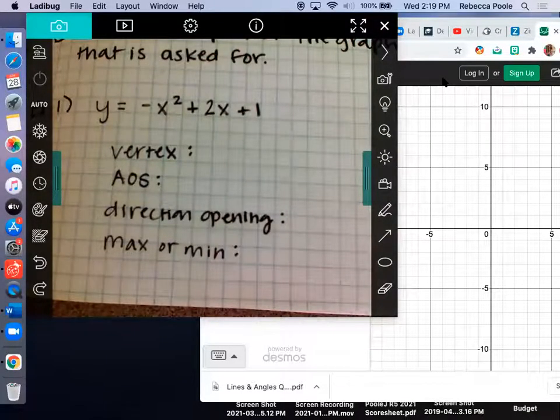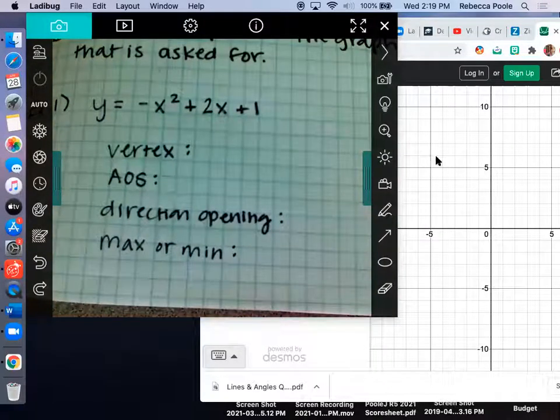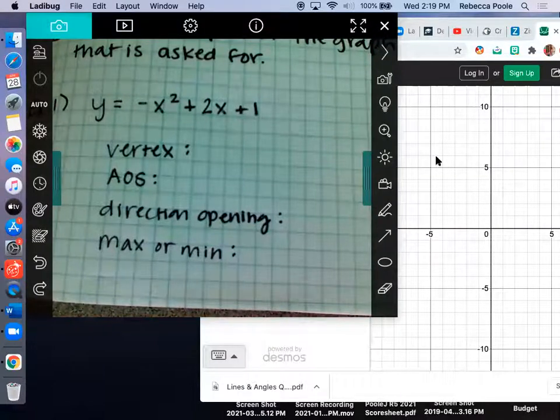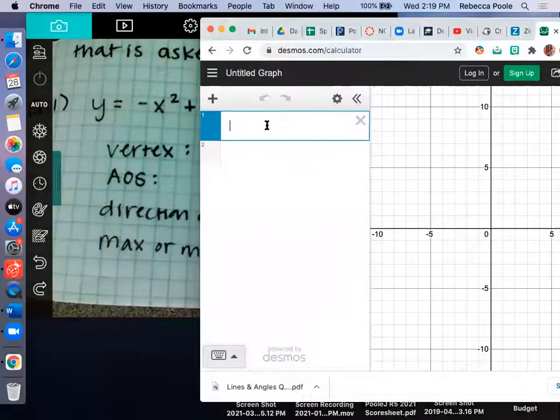What do your steps say to do? Go to desmos.com and click in a new box. What do we type into that box? The equation. Yes, the y equals equation. So can y'all call it out to me because mine is covered up? Y equals.